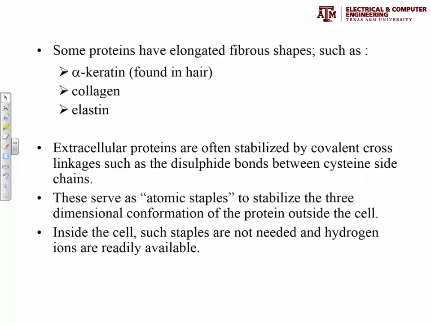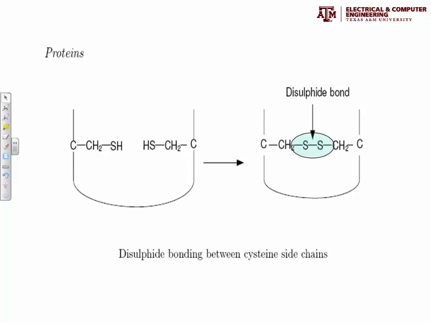So we go back to the previous slide. Whatever I showed you in the picture over there is covered using text here. Extracellular proteins are often stabilized by covalent cross-linkages, such as the disulfide bonds between cysteine side chains. These serve as atomic staples to stabilize the three-dimensional conformation of the protein outside the cell. Inside the cell, you don't need these staples. And not only that, because you have an excess of hydrogen inside the cell because there is water, and water produces hydrogen ions, that disulfide bond would be broken. So you will have the structure that I showed in the first picture on the left, inside the cell.